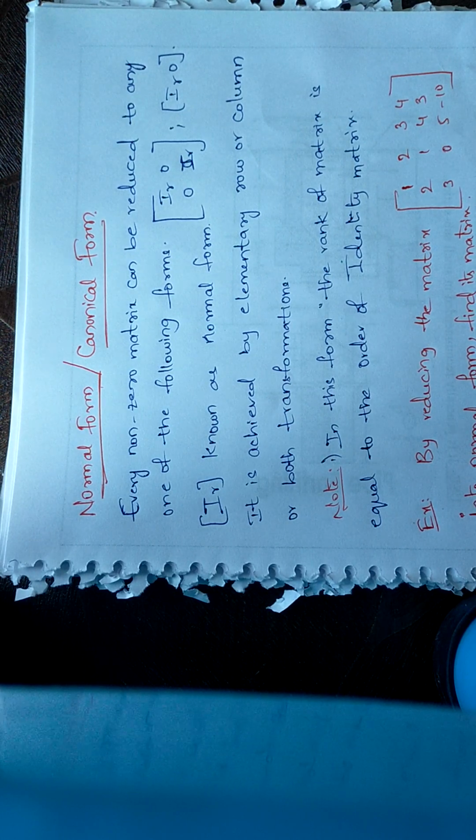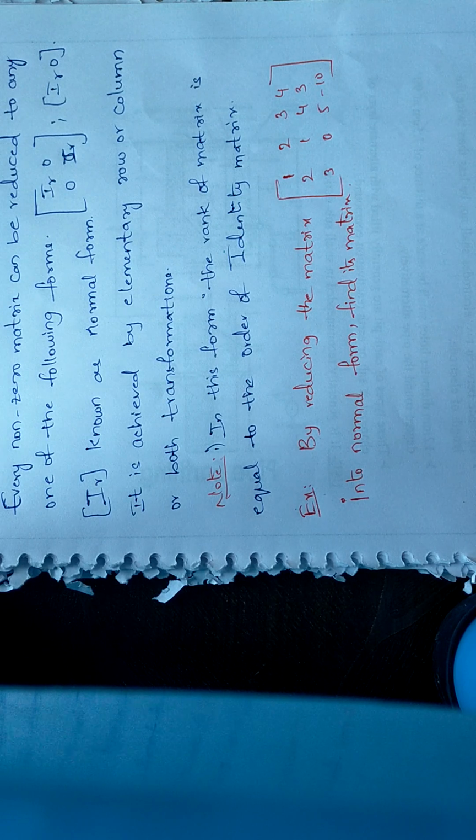In echelon form we interchanged rows, and we multiplied a complete row with some integer, so the main operations are only row operations, right? Here in the normal form or canonical form we will use column transformations as well. So what is the end result, how do you know you have completed the solution? After doing a series of row and column transformations you will get an identity matrix.